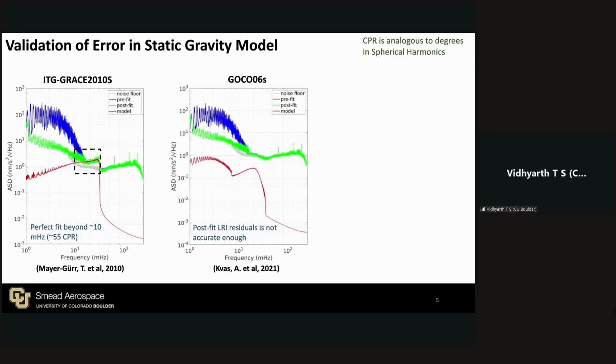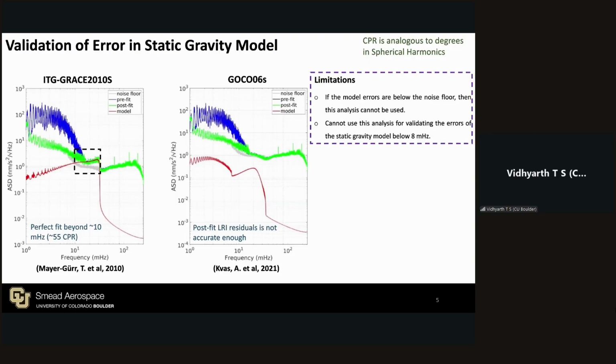So this is a classic example of that, because the post-fit LRA residuals are not accurate enough to validate the uncertainty estimates provided by the GOCO06S model. So this is one of the limitations, which means that if the error provided by the model is below the noise floor, then we can't use this approach to validate it. And we also can't use this approach to validate errors below the 8 millihertz frequency band, because below 8 millihertz it is dominated by the time variable gravity signals.